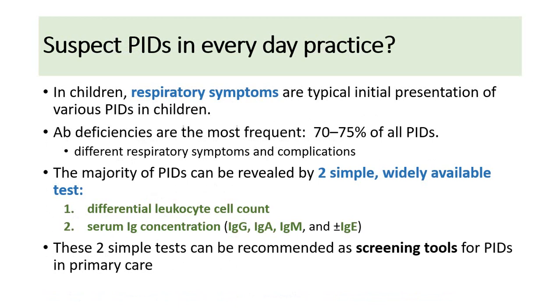How do we suspect PID in everyday practice? The hallmark of PID is the infections. And the commonest site of infections in primary immune deficiency patients is the respiratory tract, the sinopulmonary infections. Antibody deficiencies usually present as sinopulmonary infections, whether otitis, sinusitis, or pneumonias.